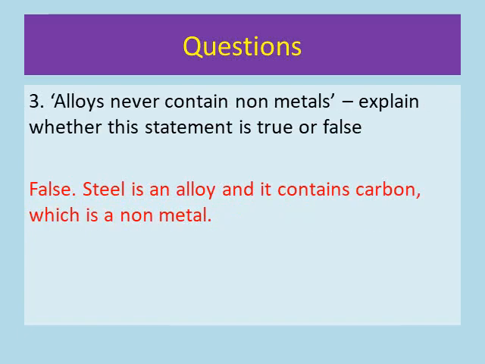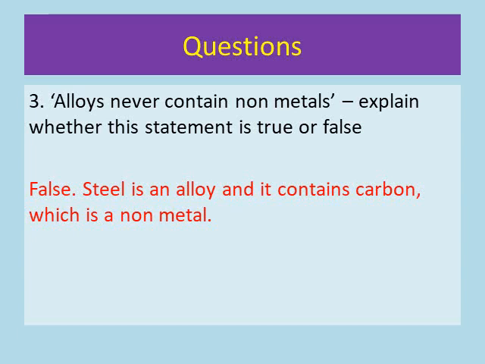Okay, and number three, alloys never contain non-metals. This statement is false. We know this because in the table previously, it showed that steel is an alloy, but that's got carbon in it, and carbon's a non-metal. So actually, alloys sometimes can contain non-metals. The definition, if we go back to that, says that alloys are a mixture of a metal with one or more other element. That other element doesn't necessarily have to be another metal. It could potentially be a non-metal, like it is in steel.